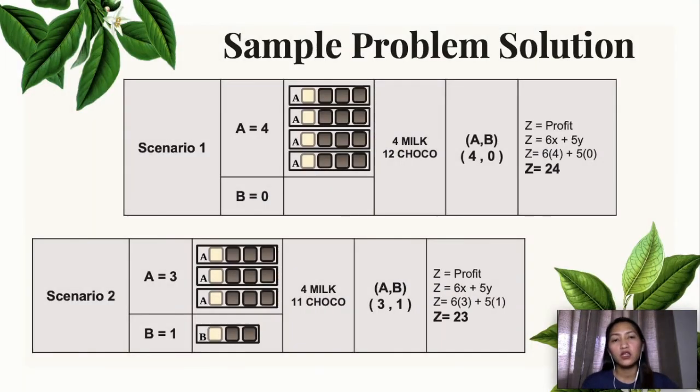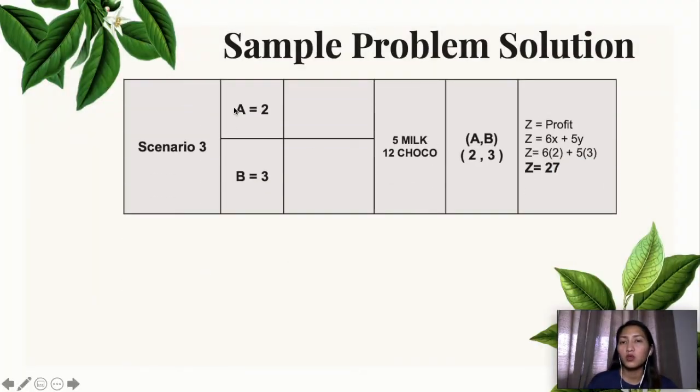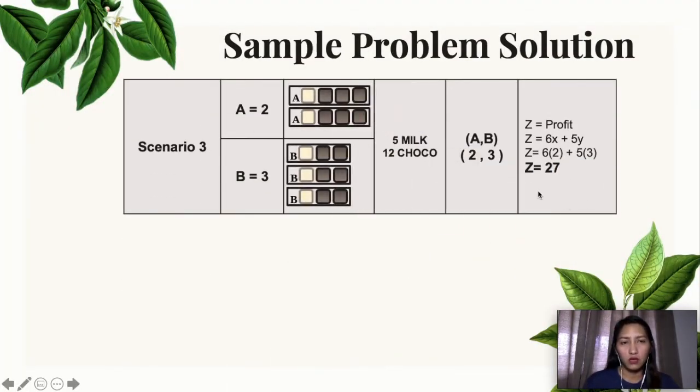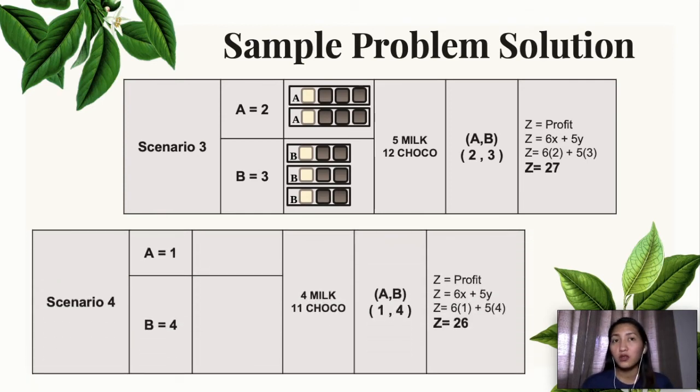Yung nauna ay 25 pesos lamang kung ito yung gagawin mo, at ito naman ay 23 pesos kung ito yung gagawin mo. Samantalang kung ito yung combination na gagawin mo, may profit ka na 27 pesos. So, let's proceed to the fourth scenario.